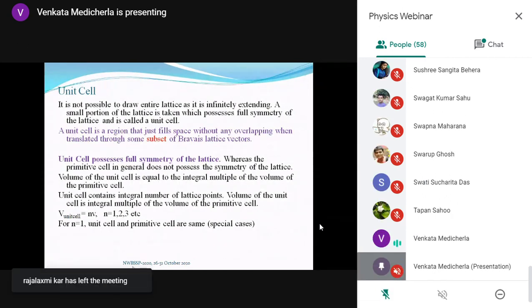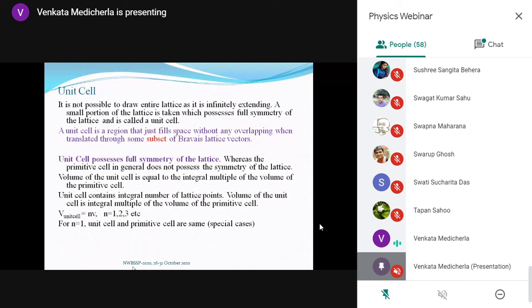So they are always related, and you must remember this. Unit cell volume is an integral multiple of primitive cell volume. What n is depends on what structure we are discussing. So unit cells are useful in that way, because by looking at the unit cell, you know the symmetry of the lattice. But the primitive cell does not tell the symmetry of the lattice.